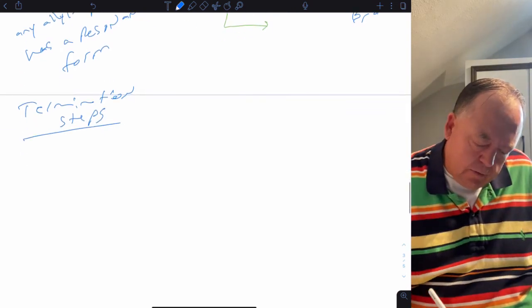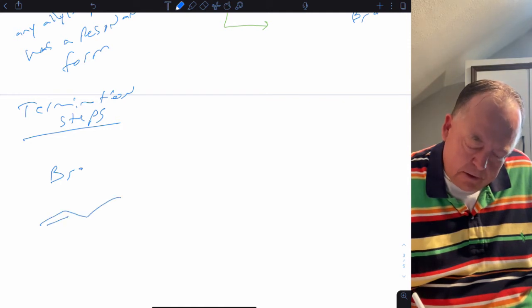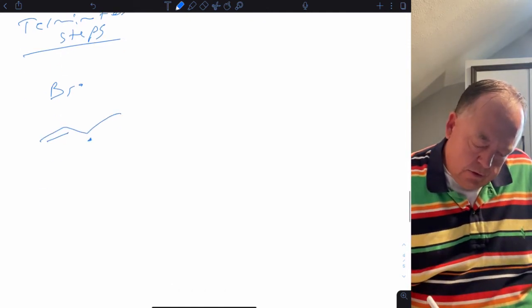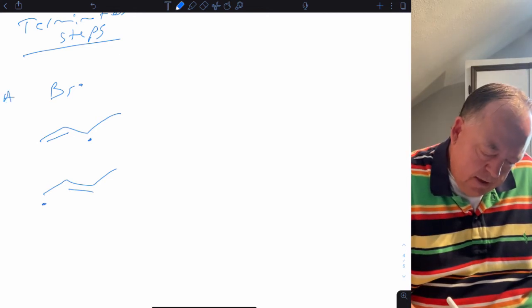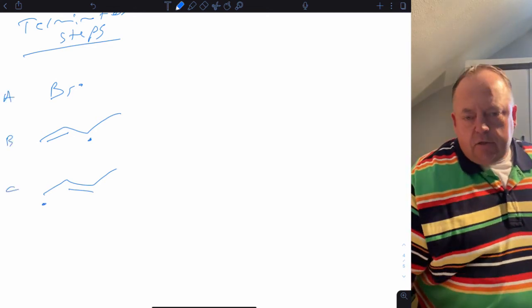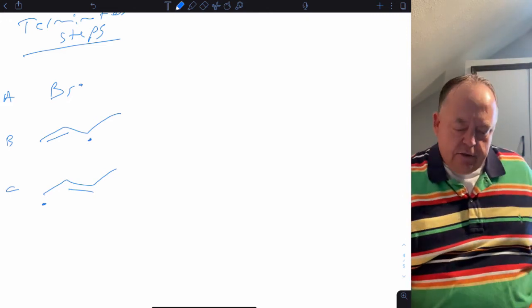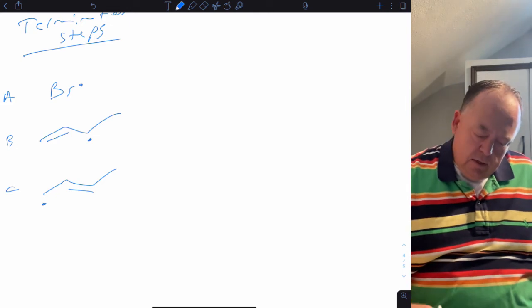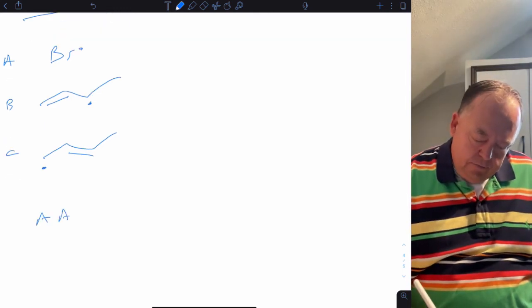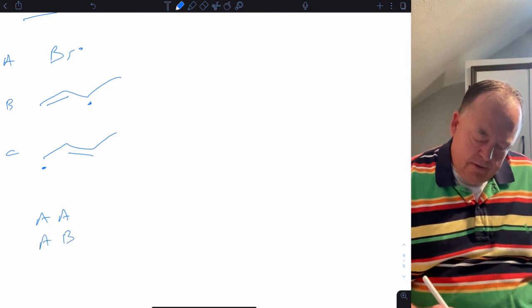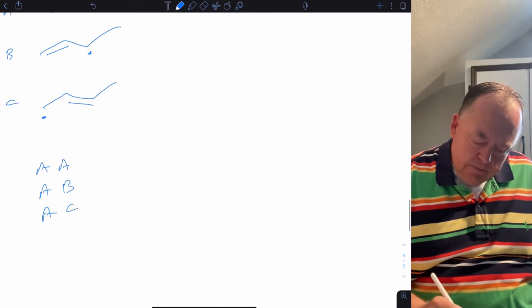So if we sketch those termination steps, this is a little bit more complex because there's more possibilities. So there's 3 different radicals now. And so let's call this A, B, and C. So if you remember termination steps, 2 radicals react with each other. So how many possible combinations are there? So A could react with A, or A could react with B, or A could react with C. So there's 3 possible products.